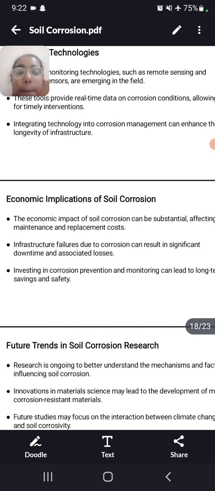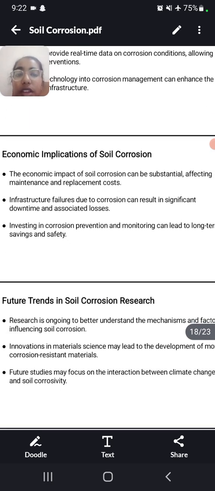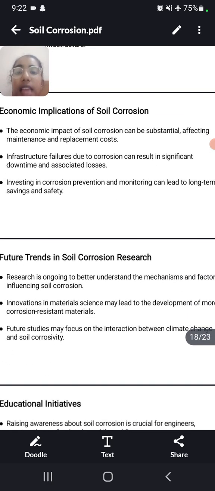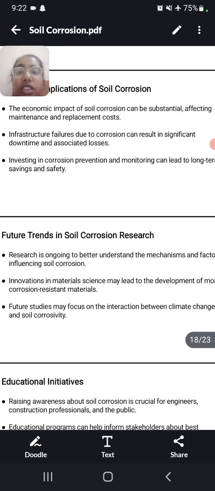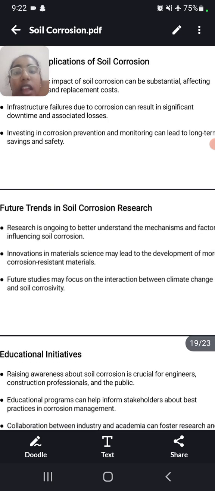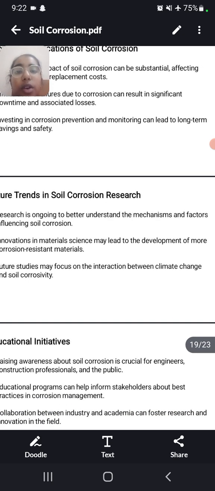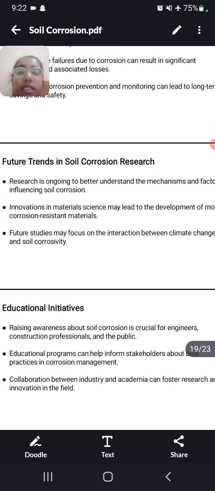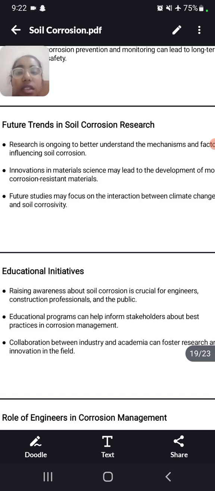The economic impact of soil corrosion can be substantial, affecting maintenance and replacement cost. Infrastructure failures due to corrosion can result in significant downtime and associated losses. Investing in corrosion prevention and monitoring can lead to long term savings and safety. Next is future trends in soil corrosion research.